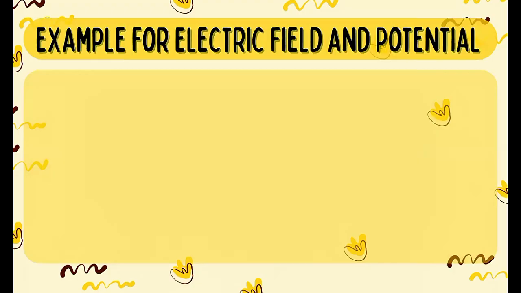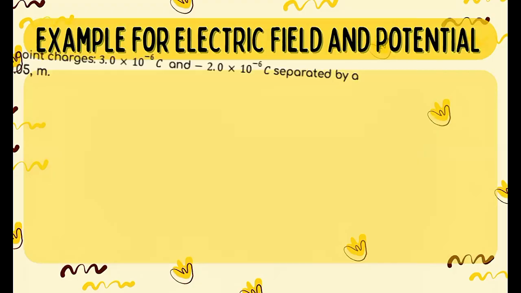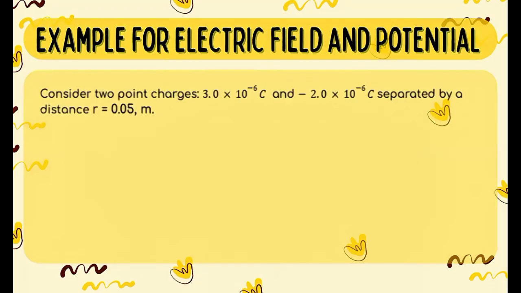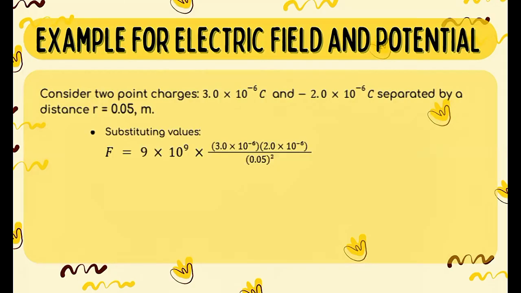Let's work through an example involving 2 point charges. We have Q sub 1 equals positive 3.0 times 10 to the negative 6 coulombs, and Q sub 2 equals negative 2.0 times 10 to the negative 6 coulombs. They are separated by a distance of 0.05 meters. Step 1. Calculating the electric force.